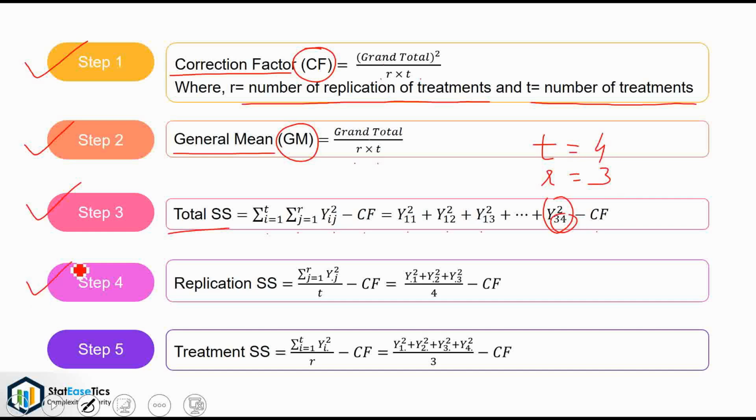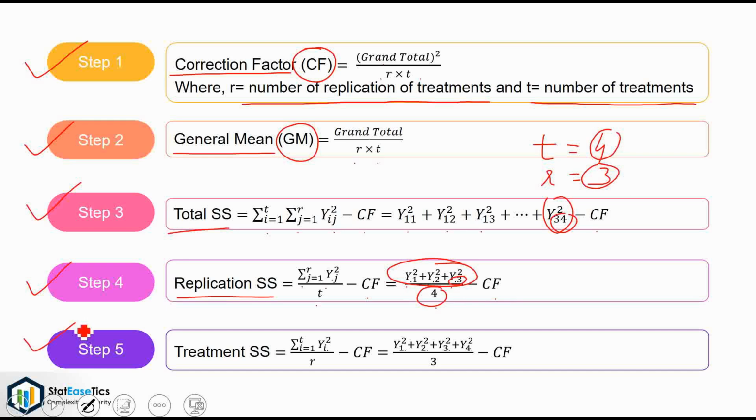Fourth step is calculation of replication SS, which is equal to summation j equals 1 up to R, Y dot j square divided by T, minus CF, which is equal to Y dot 1 square plus Y dot 2 square plus Y dot 3 square divided by 4 minus CF, because we have 3 replications and 4 treatments.